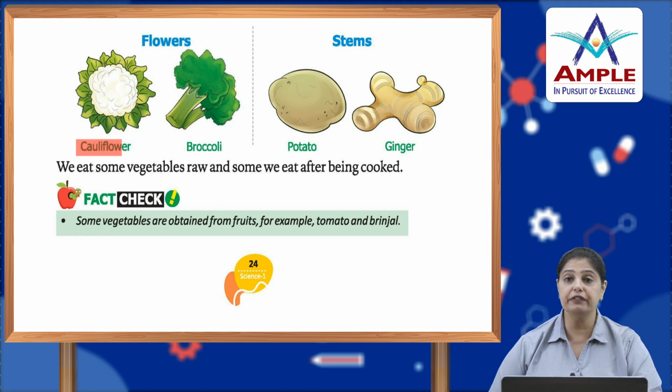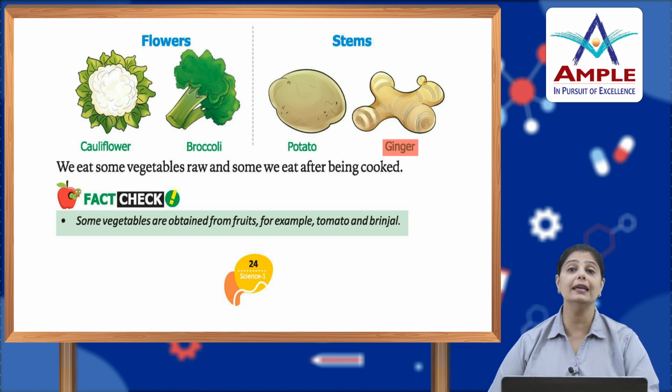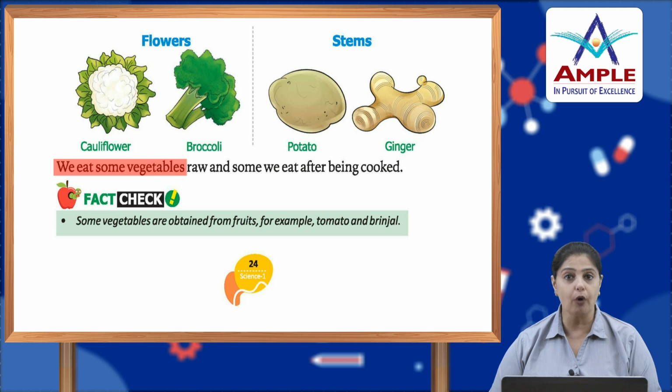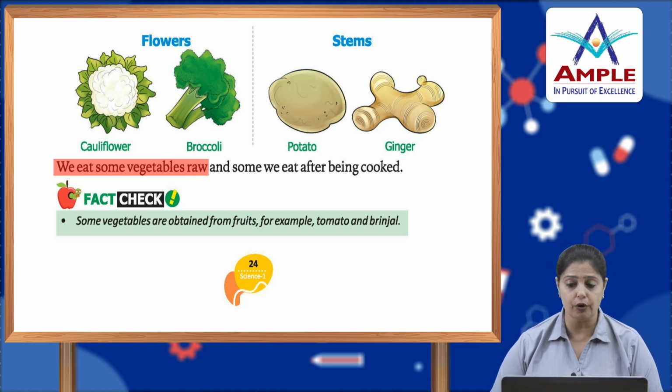Flowers, cauliflower, broccoli. Stems like the potato, ginger. These are different parts of plants that we have in our diet, that we eat. Now, there are certain vegetables which we can just eat raw, while most of the vegetables we cook. So, what can you eat raw? You can have a carrot raw, you can have radish raw, but can you have a potato raw?